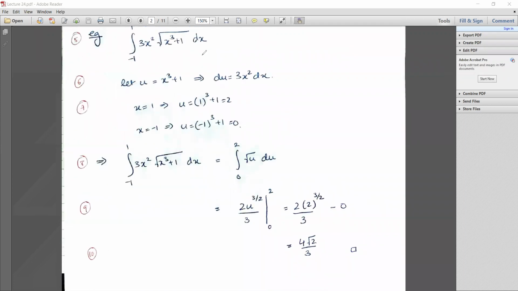So first I'm going to integrate square root of u. That's going to give me u raised to power 3 over 2 over 3 over 2. Right? And then this bar means that I still have to evaluate it at 0 and at 2 and then subtract. So I evaluate this at 2, which is 2 times 2 raised to power 3 over 2 over 3. And then I evaluate it at 0, which is just 0. And then I subtract the 2. And so my final answer is 4 times square root of 2 over 3.